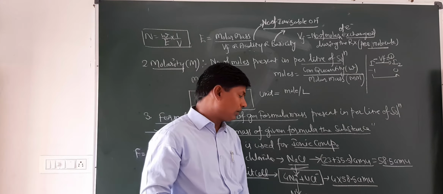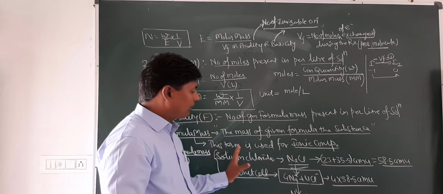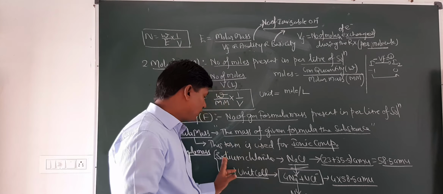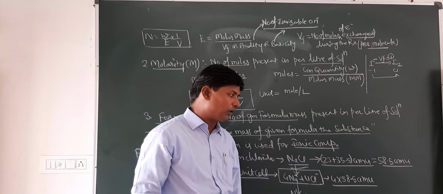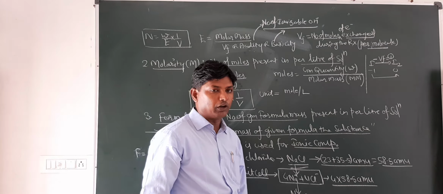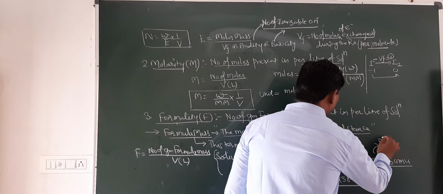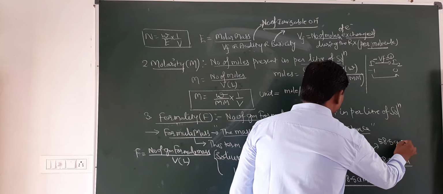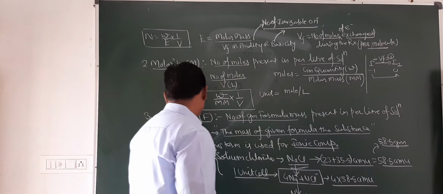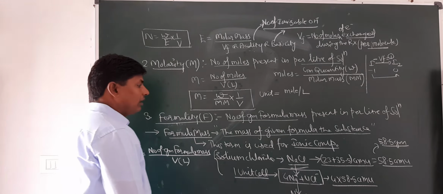But in general we use NaCl. So the formula mass of sodium chloride will be 58.5 mu per molecule, and if I write 58.5 gram, that is per mole.